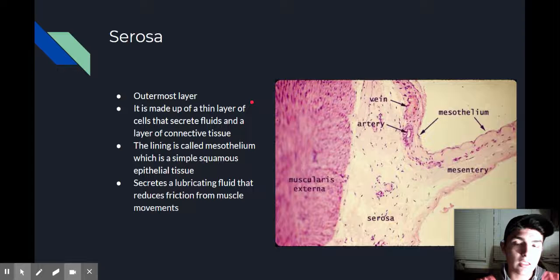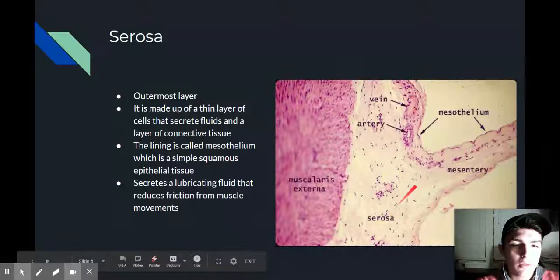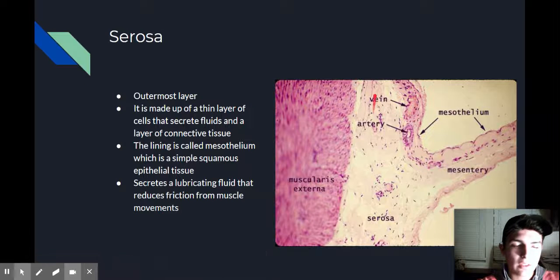Okay, last layer, which is the outermost layer, is known as the serosa. It mainly consists of connective tissue with a very thin lining made up of simple squamous epithelial tissue. This thin layer is also known as the mesothelium.